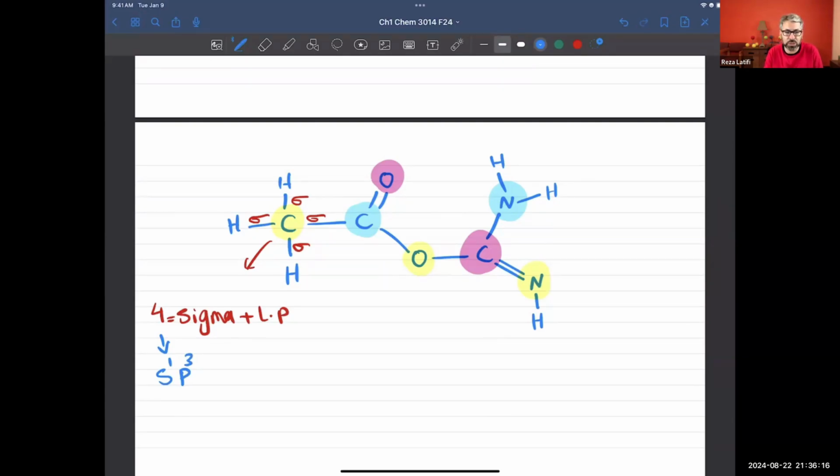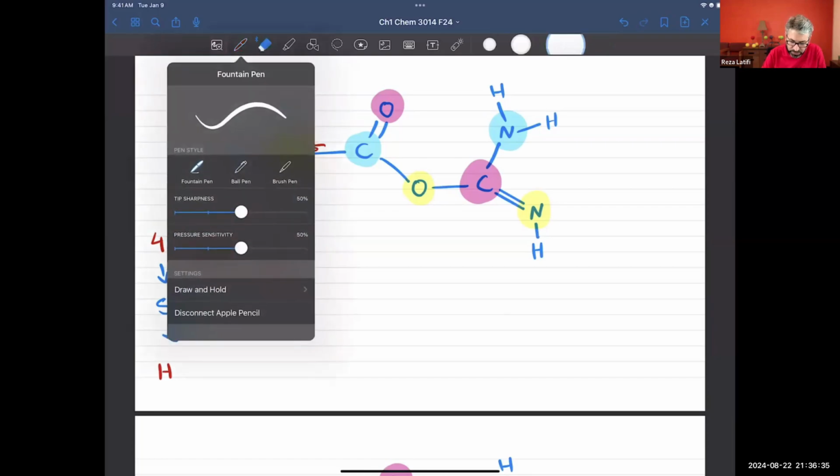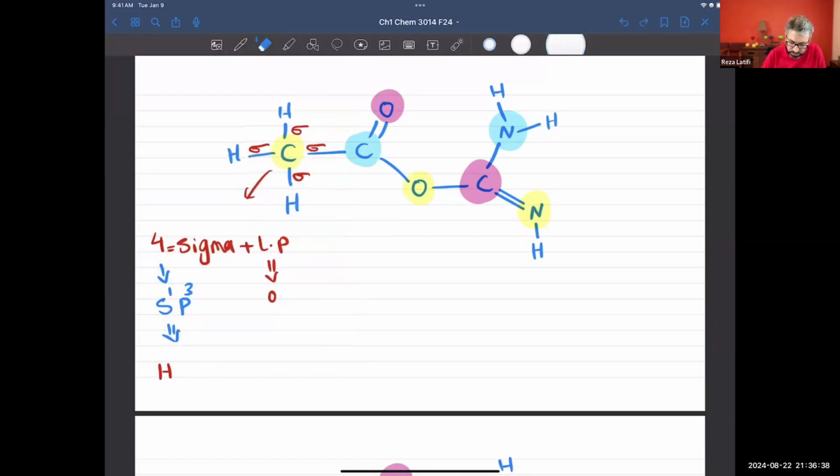What's going to be the bond angle? Expected bond angle for sp3, if there is no lone pair, and in this case we don't have a lone pair, we have 0 lone pair. For example, between these 2 hydrogens, I expect theta to be around 109.5 degrees. You can assign theta somewhere here, and that theta also is going to be around 109.5.